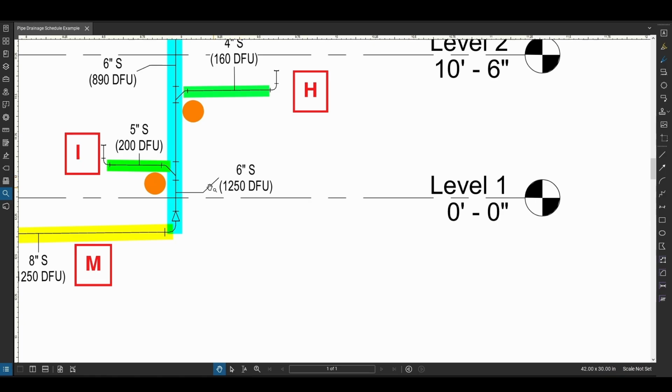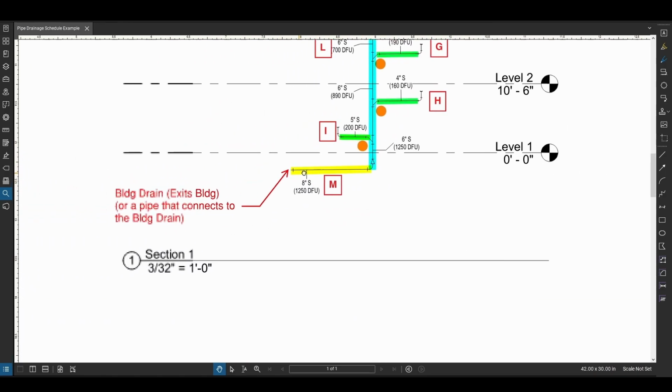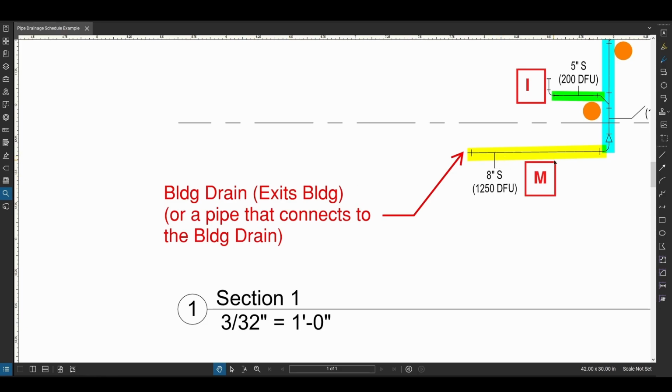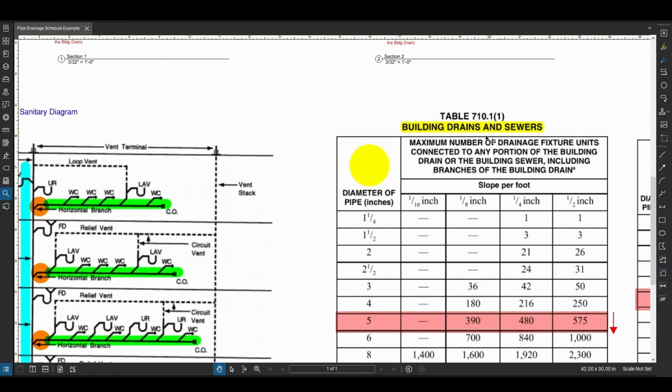That still can be a 6-inch. And now we turn horizontally into a building main, right? This is a building drain. Anything that is coming out of the building is considered a building drain, or any pipe that is connected to a building drain. We're going to size with this other table, building drains and sewers.